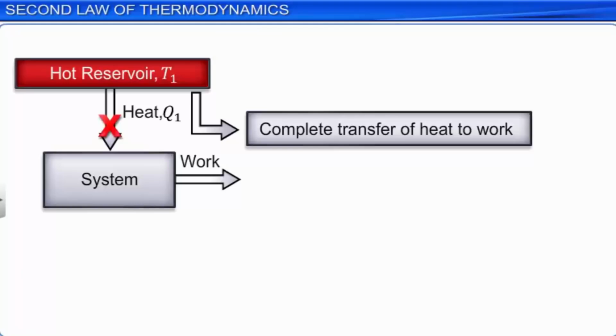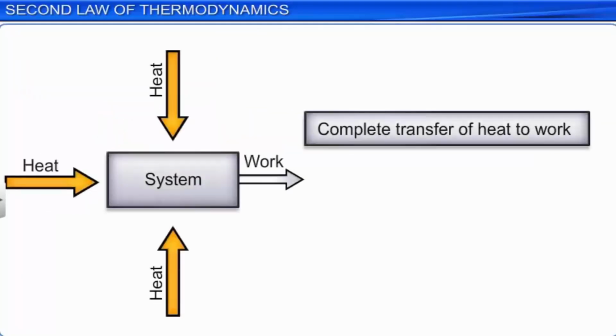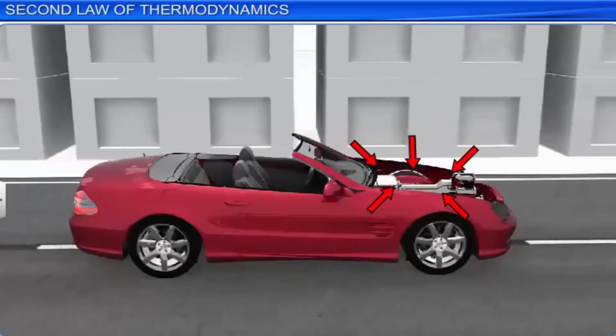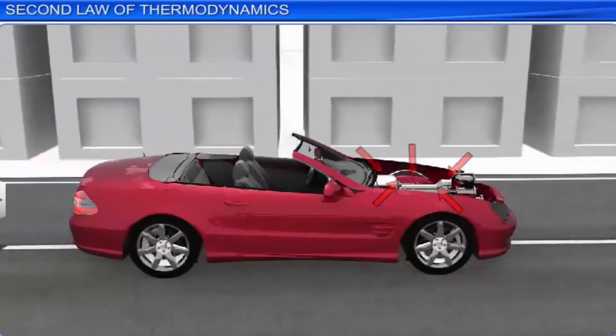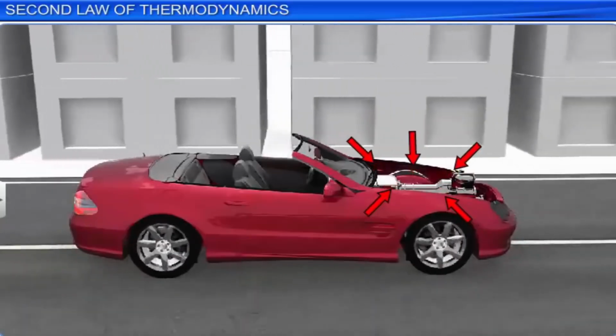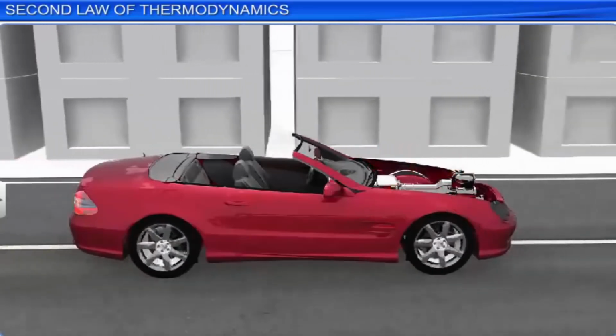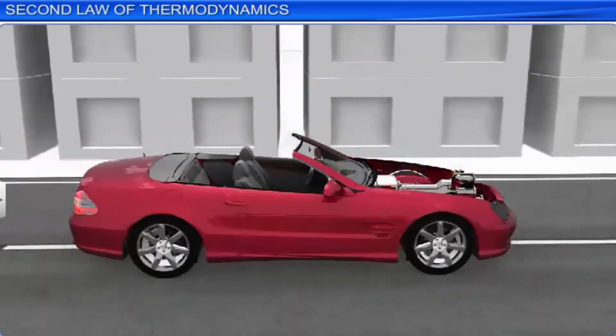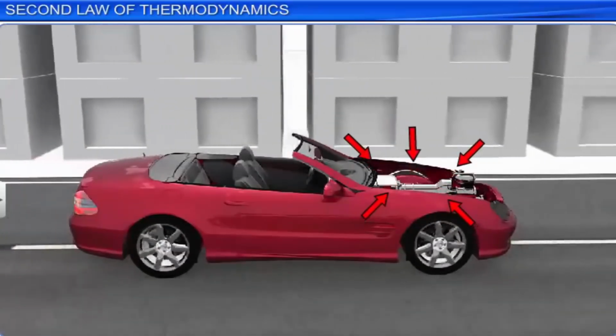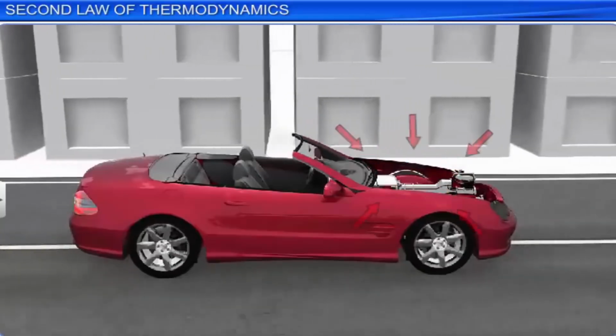But it could absorb heat from its surroundings and convert it into work. If that were possible, a car engine could have taken heat from the surroundings and run the vehicle without burning fuel. In fact, the process of converting heat completely into work is consistent with the first law of thermodynamics. But it seems that nature has put a constraint on such processes.